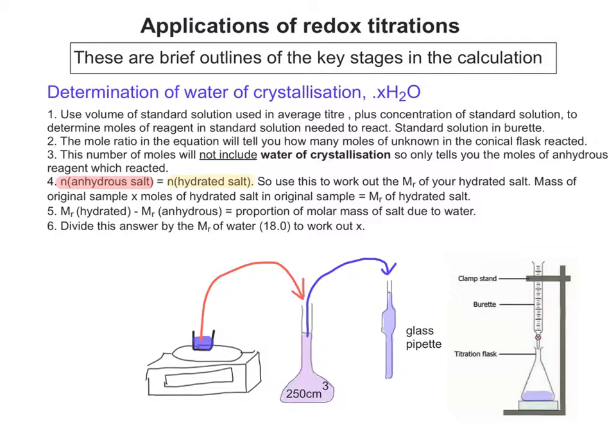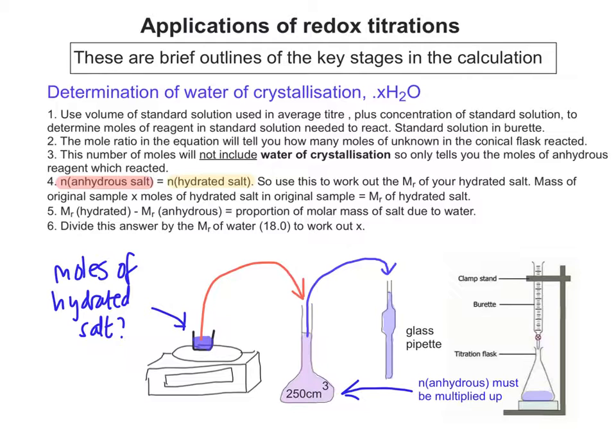So we can use this fact to work out the Mr of your hydrated salt. The mass of your original sample divided by the moles of hydrated salt in the original sample equals the Mr of hydrated salt. Now you've worked out the moles of the anhydrous salt from your titration, but that's only a proportion of the total amount. You multiply it up to work out the number of moles of anhydrous salt in your original sample. So that's where you're going with this. You want to work out the number of moles of hydrated salt.